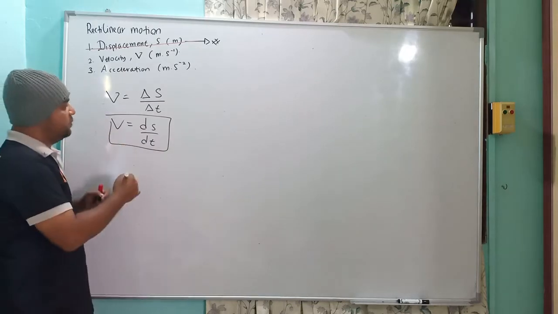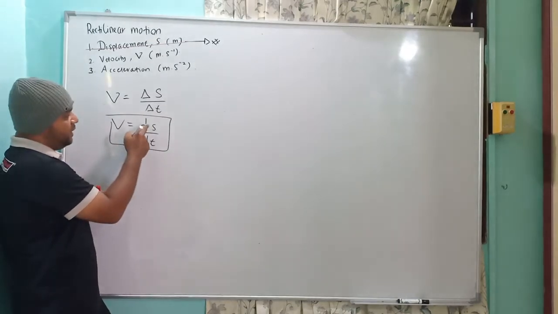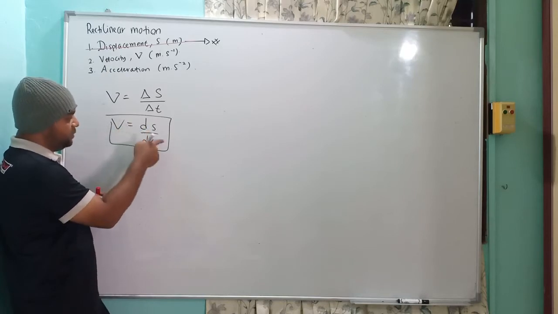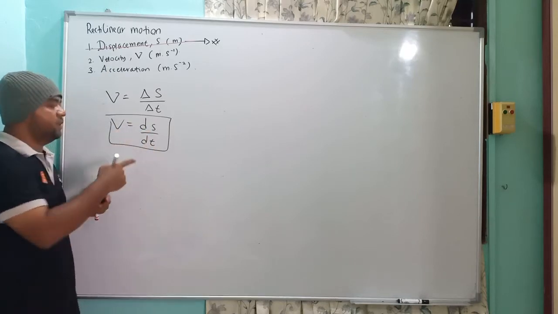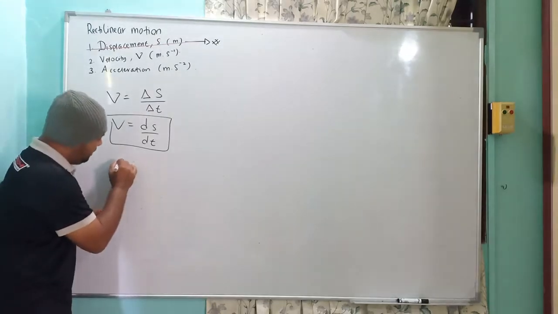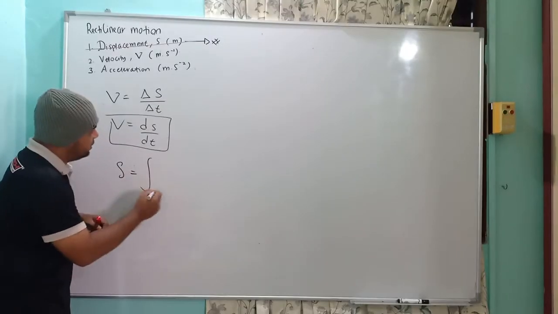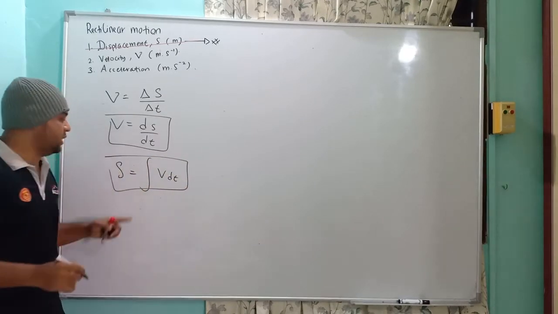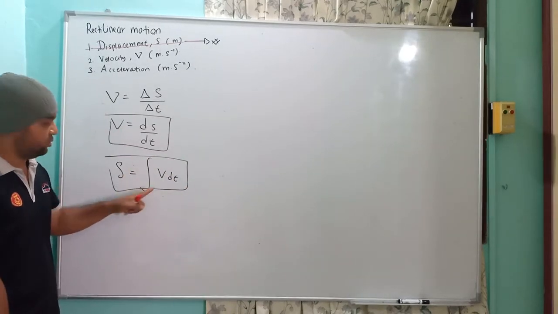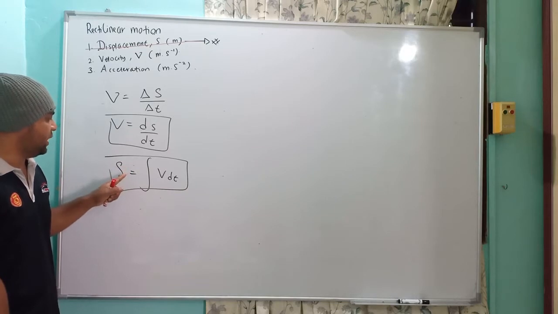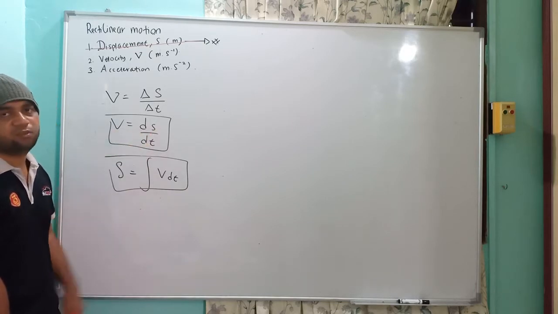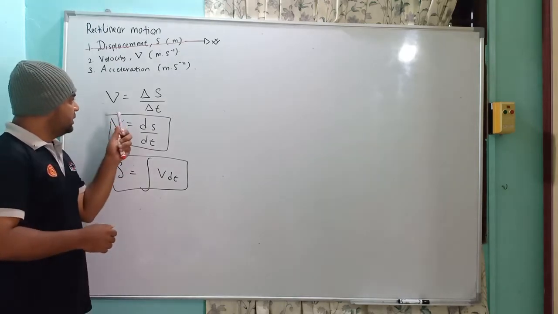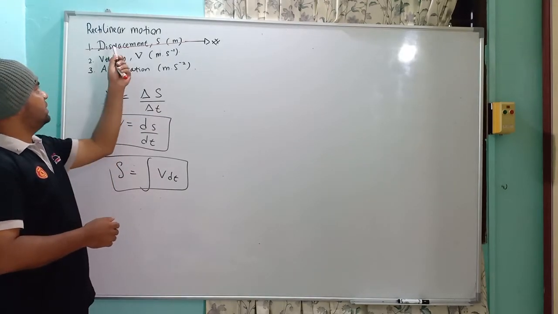Conversely, if you have the s, you can do ds over dt to get the v. But if you have the v, you can do s equals the integration of v dt. Okay, if a question gives you v and you have to calculate s, you do this one. Or if you have the s and you want to calculate the v, you do ds over dt. Okay, so we have seen the displacement.